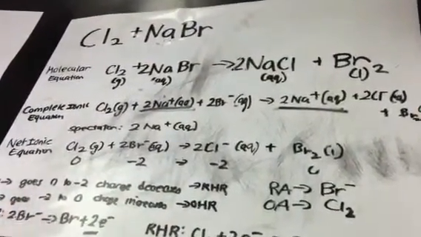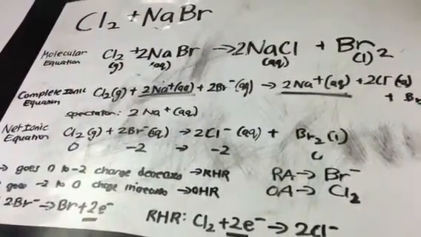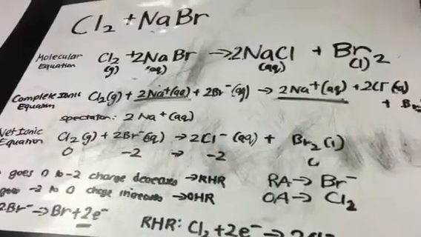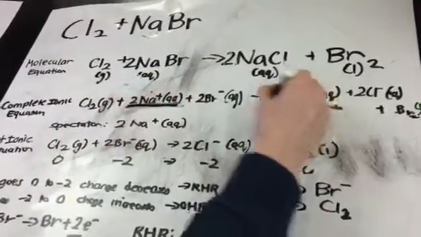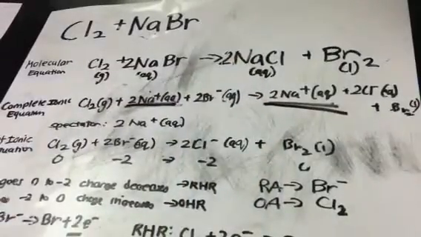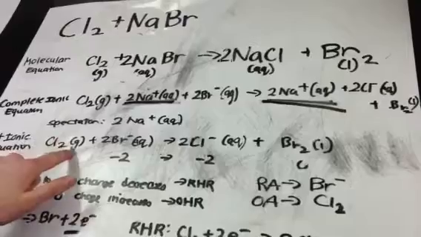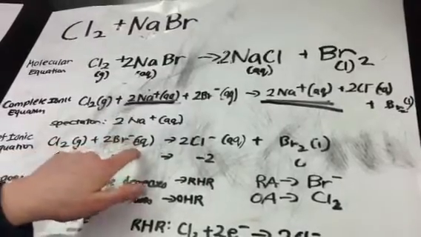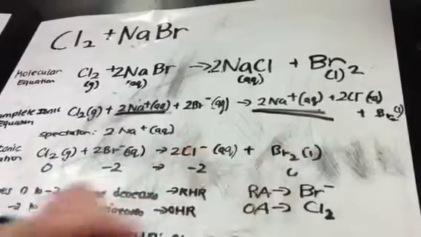To write the net ionic equation, we're going to be canceling out the spectator ions. How do we tell which ones are the spectator ions? Well, the spectator ions are the same on both sides, and as we can see here, 2Na plus aqueous is the same on both sides. So for the net ionic equation, we are not going to write those out. So we have Cl2 gas plus 2Br minus aqueous yields 2Cl minus aqueous plus Br2 liquid.